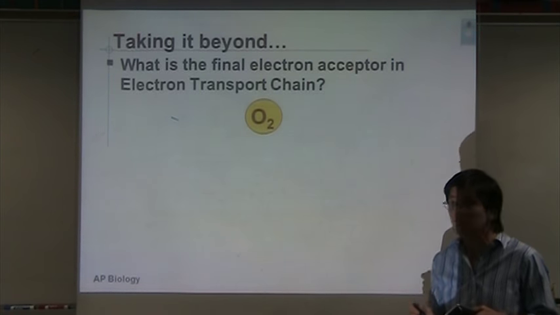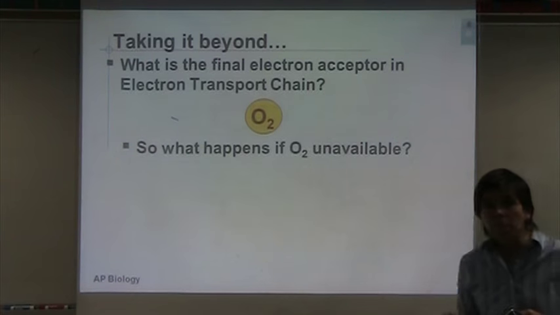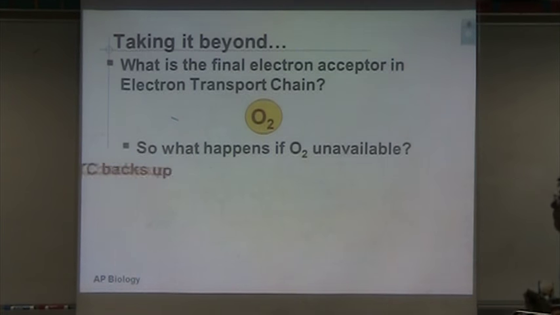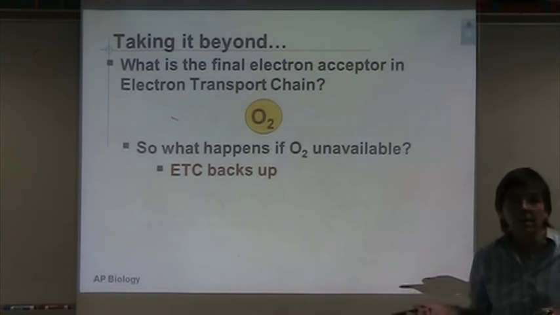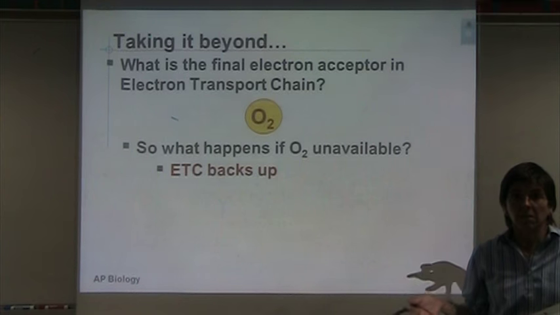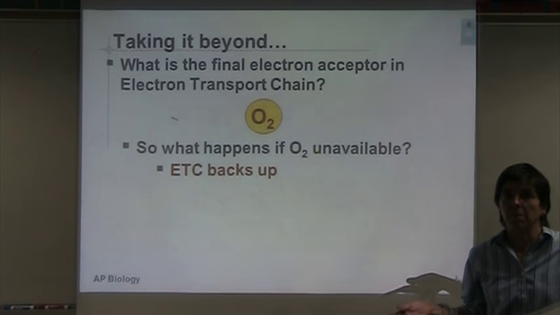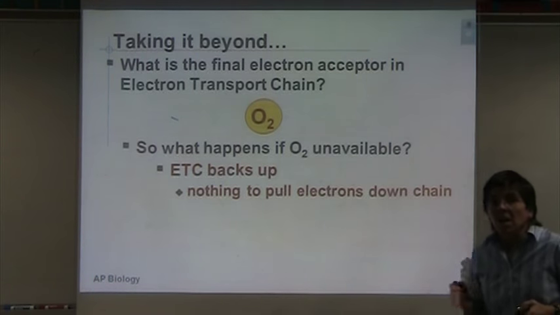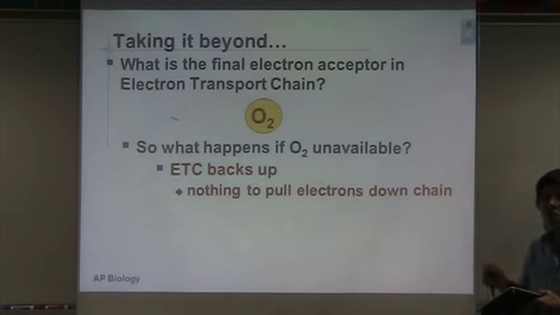That's why we breathe. So what happens when you don't breathe? What happens when oxygen is not available? The ETC backs up because nobody's pulling those electrons. They get stuck. It's like in a bad traffic jam. If they cannot move, they get stuck there. There's nothing pulling the electrons, they get stuck.